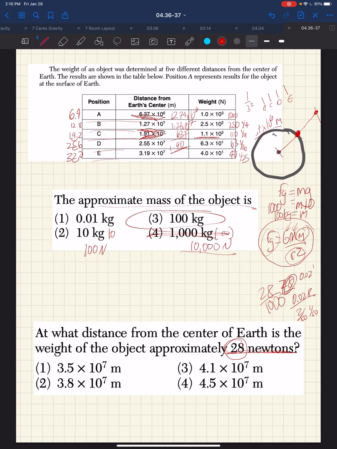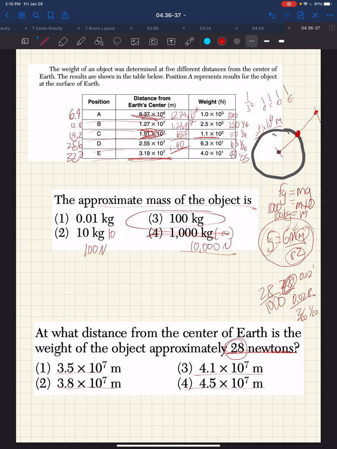So we know it's got to be certainly beyond any of these distances here. And the largest distance is 3.19 times 10 to the 7th. And all of these numbers are larger than 3.15 times 10 to the 7th. So that is not going to help us. Usually that would get us in a question like this. So let's go out one further and see what we get here.